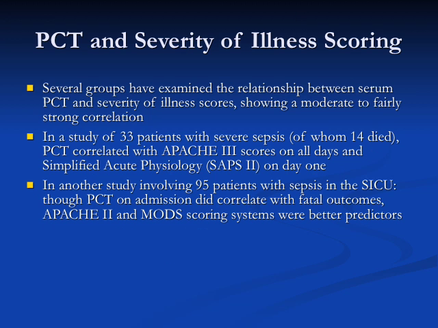So how about procalcitonin and the severity of illness scoring? Several groups have examined the relationship between serum procalcitonin and the severity of illness scores, showing a moderate to fairly strong correlation. In a study of 33 patients with severe sepsis, 14 of whom passed away, procalcitonin correlated with APACHE 3 scores on all days and a simplified acute physiology scoring system on day 1 only.